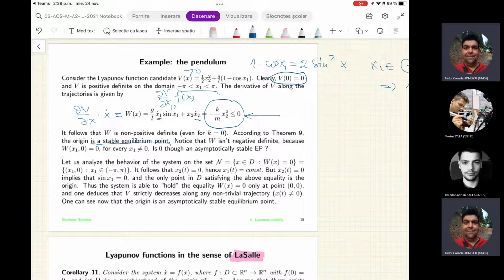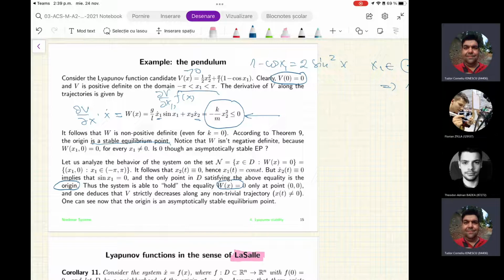x2 equal to 0 means x2 dot equal to 0, implying sine x1 is 0. And the only point in this set satisfying the above equality is the origin, between minus pi and pi. So the system is able to hold this equality only at the origin. The variation of the energy, or the energy, dies out only at this point.